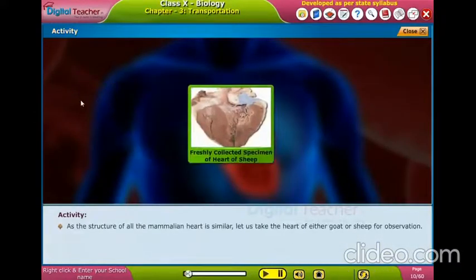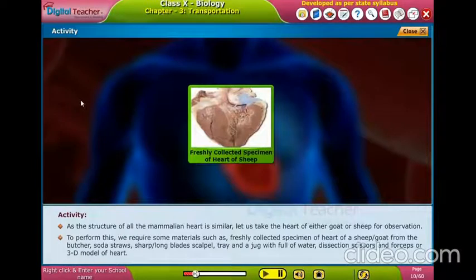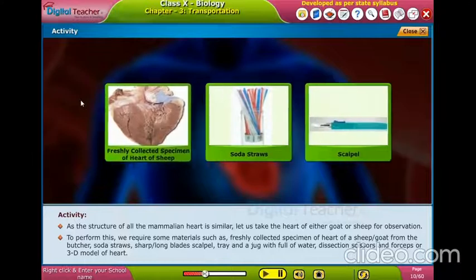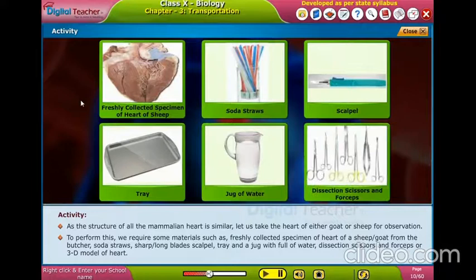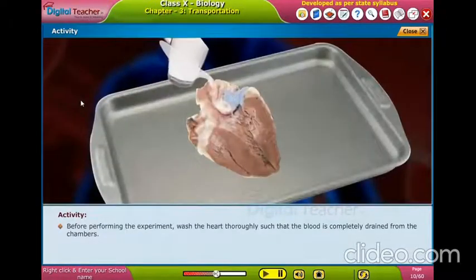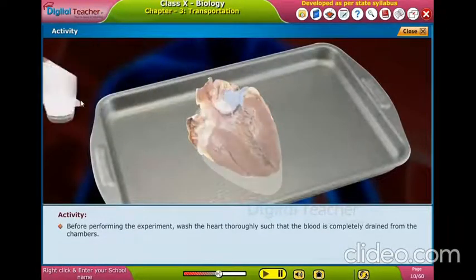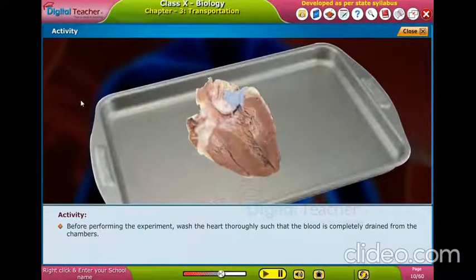As the structure of all the mammalian heart is similar, let us take the heart of either goat or sheep for observation. To perform this, we require some materials such as freshly collected specimen of heart of a sheep or goat from the butcher, soda straws, sharp or long blade scalpel, tray and a jug full of water, dissection scissors and forceps or 3D model of heart. Before performing the experiment, wash the heart thoroughly such that the blood is completely drained from the chambers.